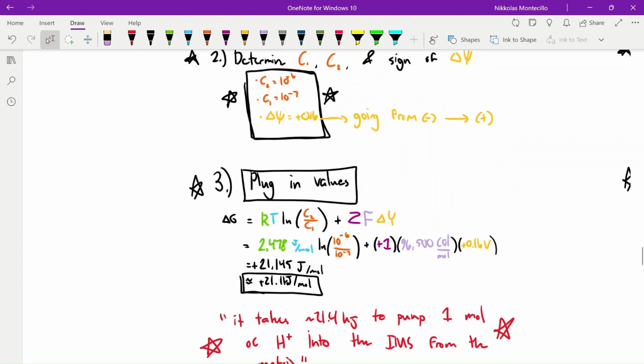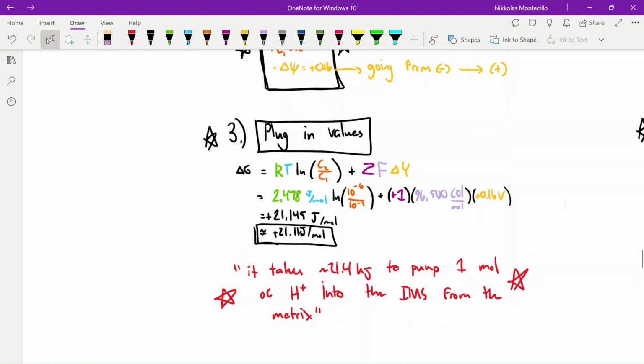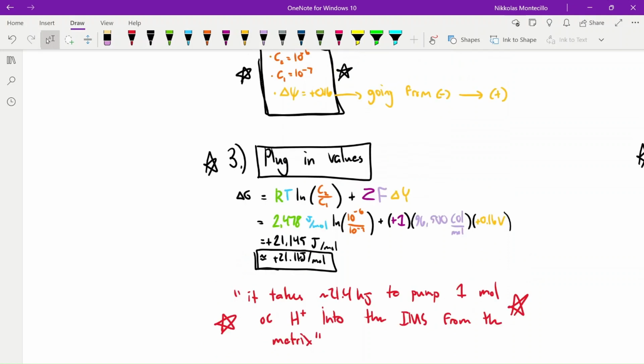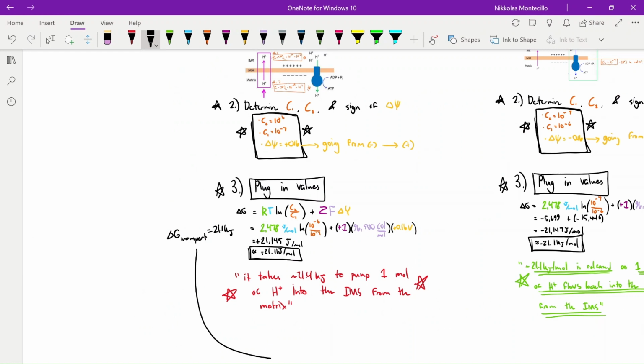Same thing as before, we apply those same values, and we see that the free energy associated with the transport of an ion, delta G transport, equals 21.1 kilojoules. Which is essentially the exact same figure as what we saw earlier, except this time it has a positive sign here, right?